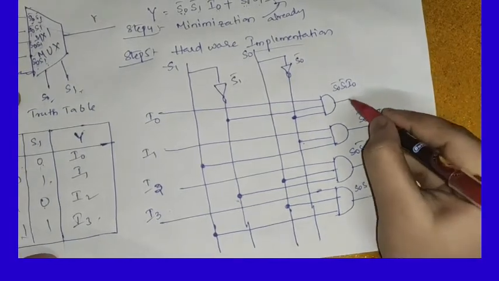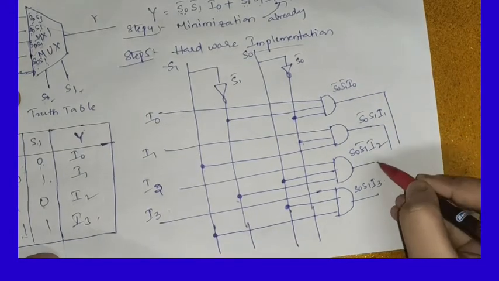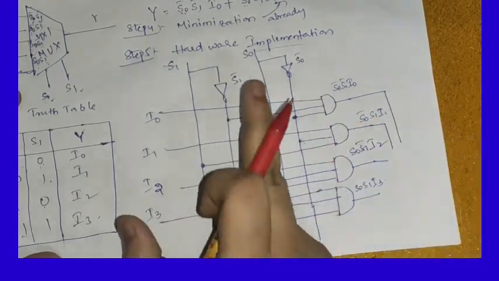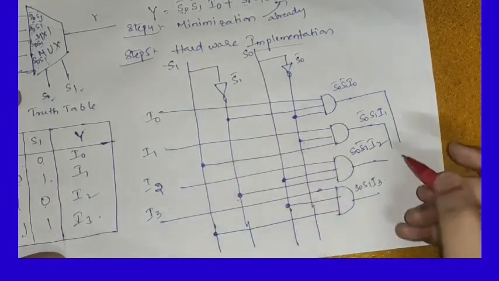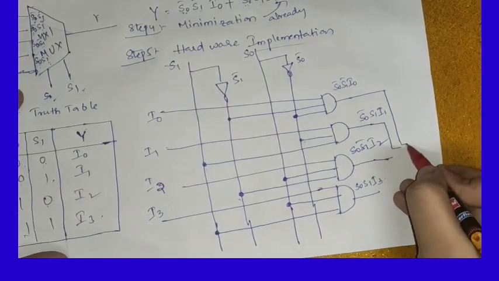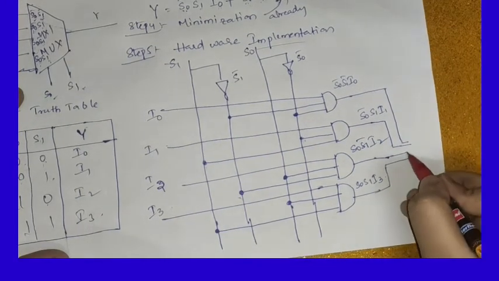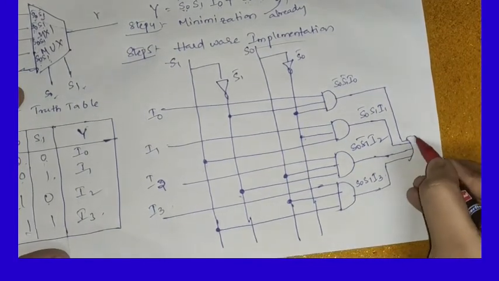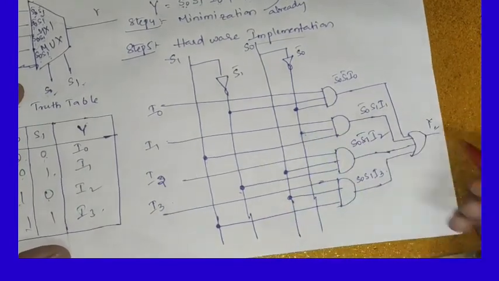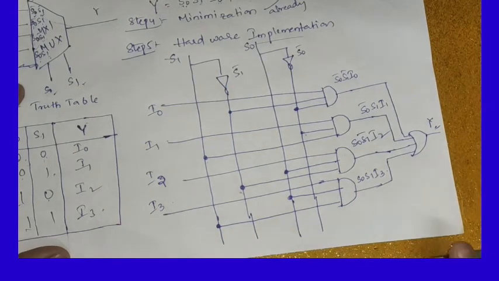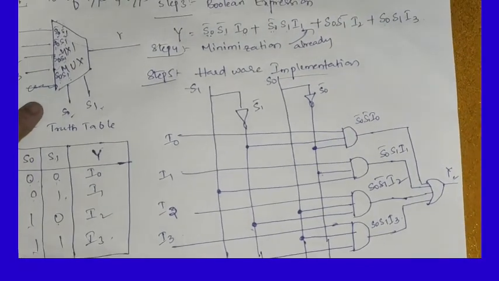Construct the AND logic, then the OR logic between these four. A multiplexer is AND-OR logic. We constructed the AND logics here and then go for the OR logic. Construct the OR logic between these four and we get the output Y. So in this way we draw the logical diagram. This is the hardware implementation.